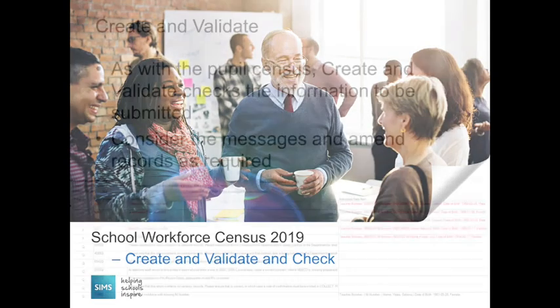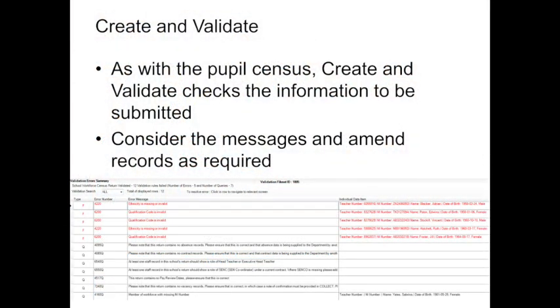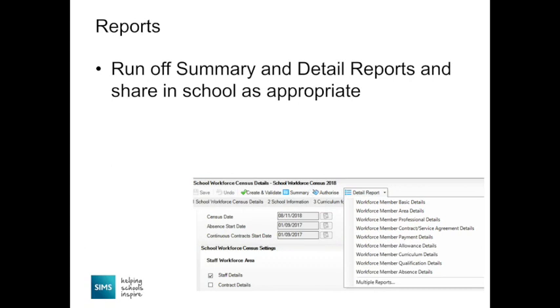Okay. So you'll get the same sort of errors and queries. Red Fs we need to deal with. They're definitely something that's wrong or missing. The queries just ask you to check the information that you are supplying. Once you've dealt with all those, you can run off some summary and detailed reports, as with the pupil census, and showing school as appropriate, to make sure that whoever's responsible for signing off the return, maybe the HR, maybe the MAT, is confident and happy with the data that you're about to submit.